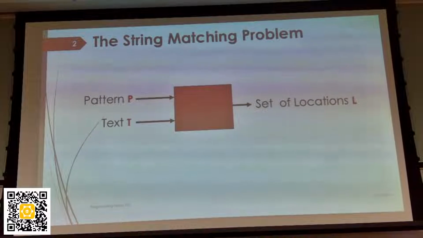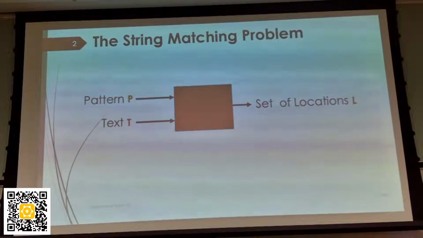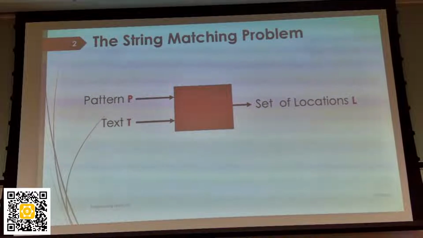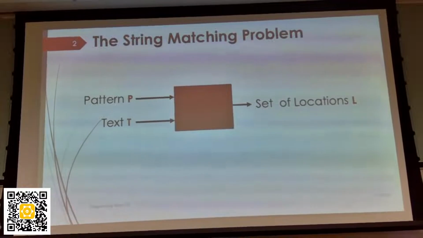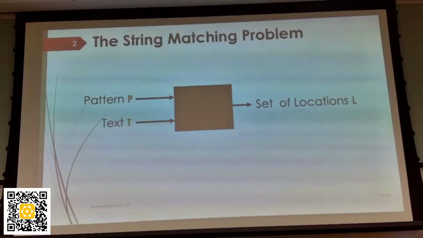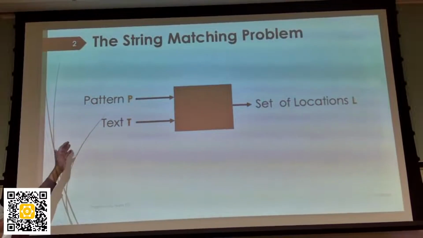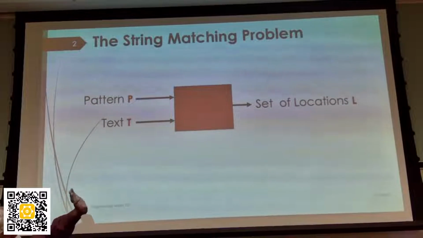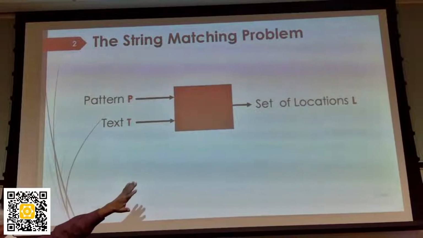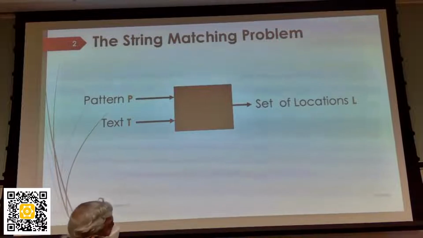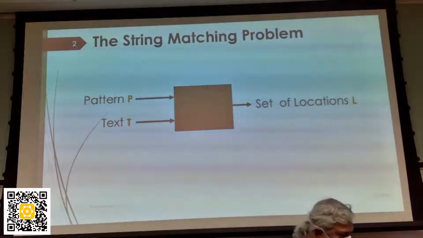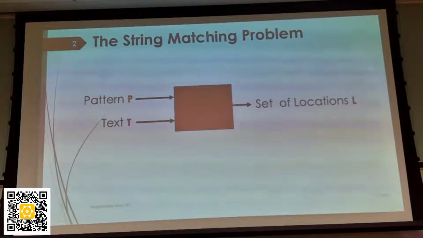So typical examples are what happens when you open Microsoft Word and you're trying to search for something. Typically, you're searching for small words, and the text may be much larger than the pattern. So you assume here that the pattern is much smaller than the text, and there are various kinds of problems that one wants to ask, and I'll show you that in a second.